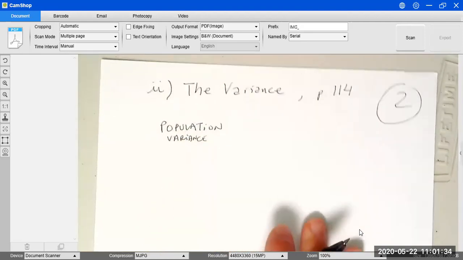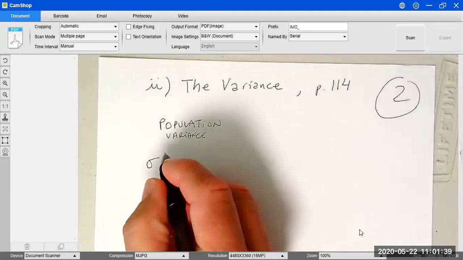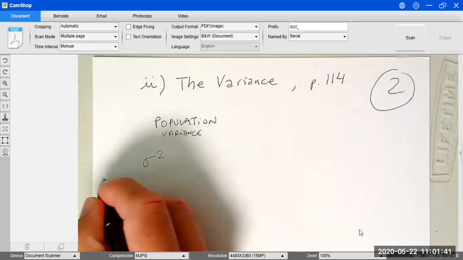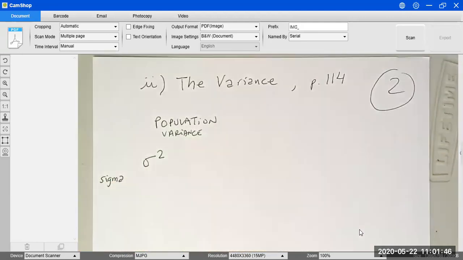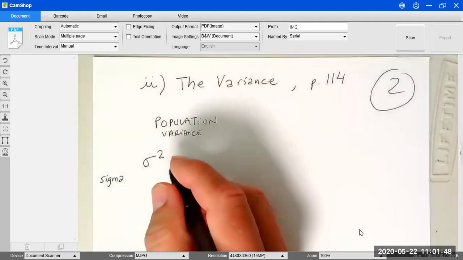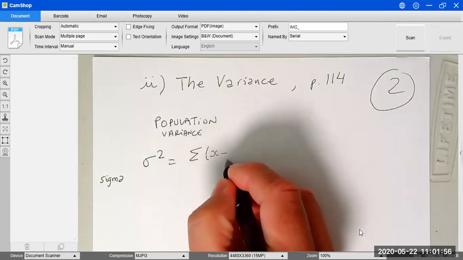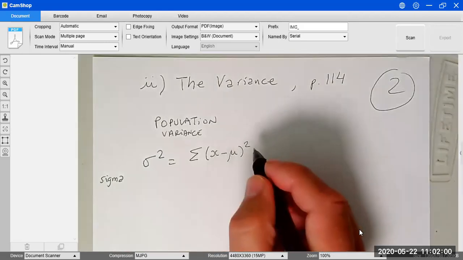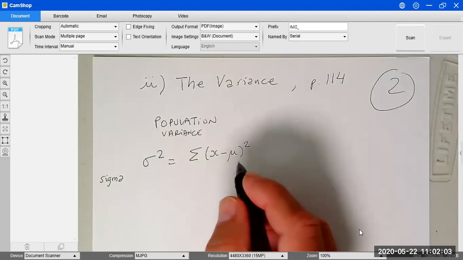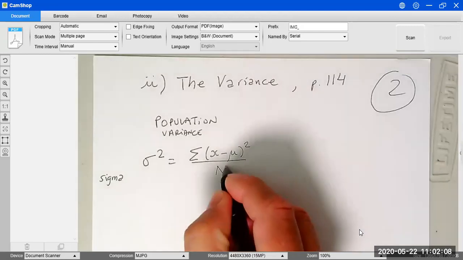Population variance is denoted by the Greek letter sigma, and we write sigma squared. This is the lowercase sigma in the Greek alphabet. So sigma squared is just the sum of the differences between any value and the mean of the population, and those differences are squared before getting the sum.